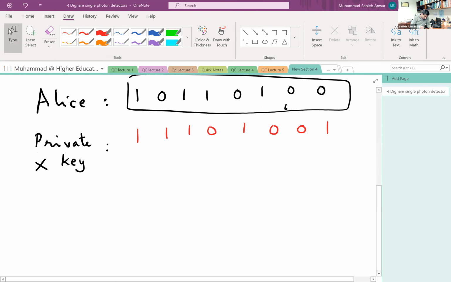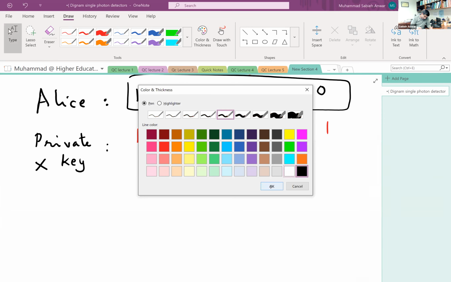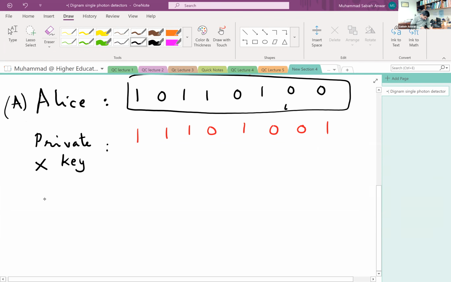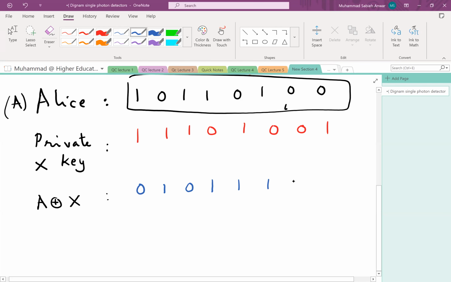Now let's say that her initial message is labeled A. What Alice does is that she does the exclusive OR of A and X bit by bit. And we already know how exclusive ORs work. So, can you just speak out or tell me what the result of this bitwise addition would be between A and X? 0101 1011 0 0... All right, so this is the encrypted message.